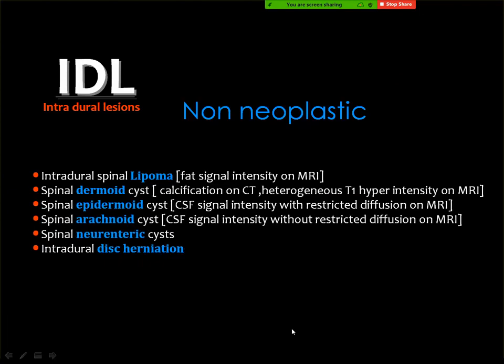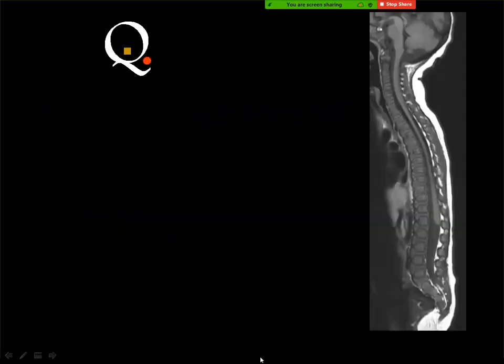Then the intradural lesions which are non-neoplastic are the lipoma, dermoid, epidermoid, arachnoid, neuroenteric, and of course intradural disc herniation. Next case.